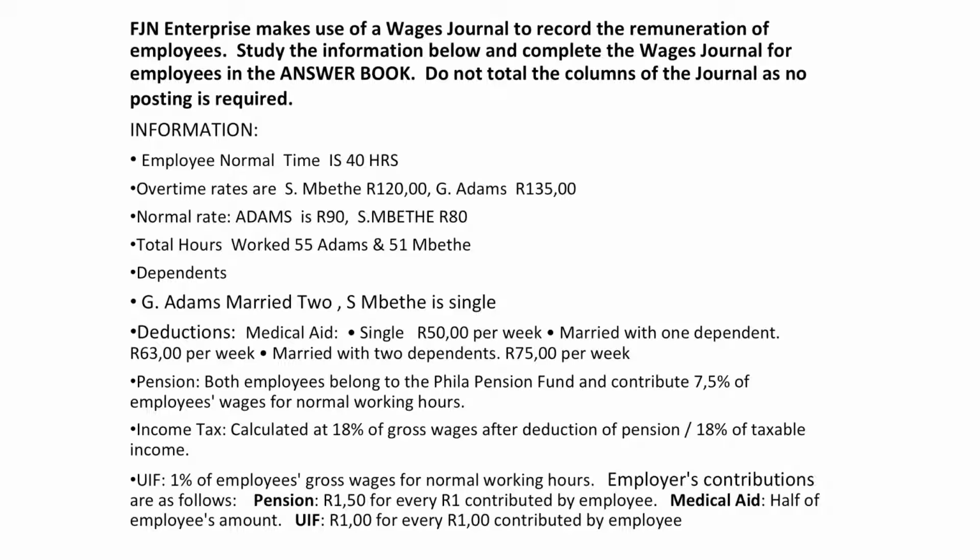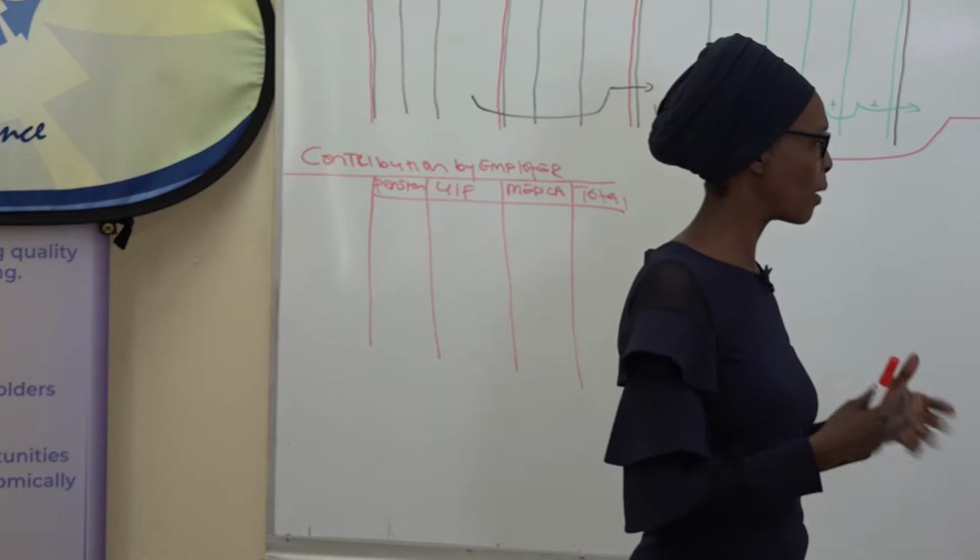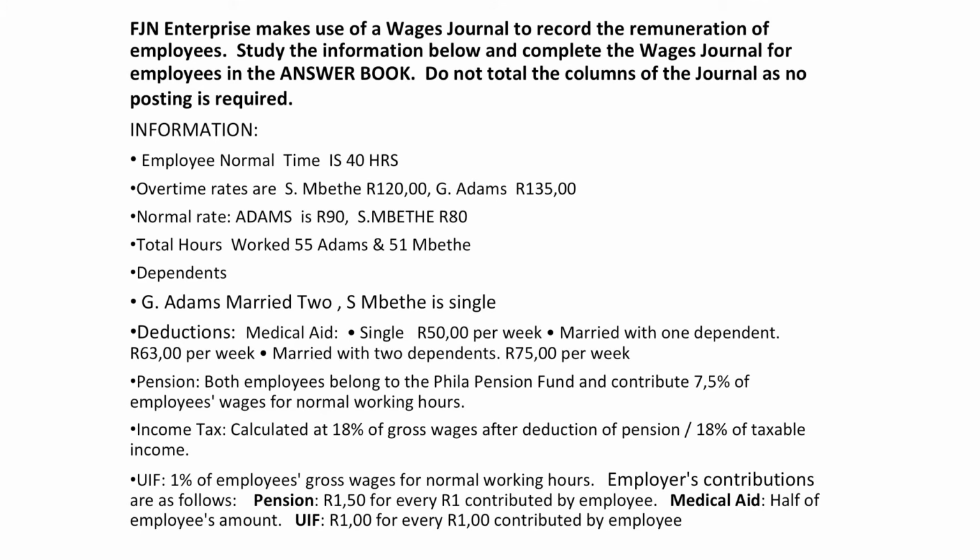Before you can start entering, you have to go through the whole exercise so that you know what it entails. The employees' normal wage is 40 hours. All the employees are obliged to work 40 hours. The 40 hours is for normal time. Then the overtime rates, if the employee has worked overtime, there are rates. We've got 2 employees. For Mbete, the rate for overtime is 120 per hour. G. Adams is 135 per hour. These are the rates for overtime.